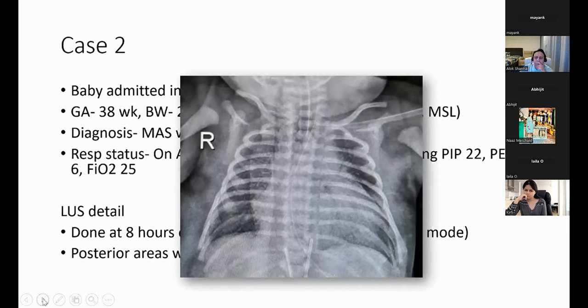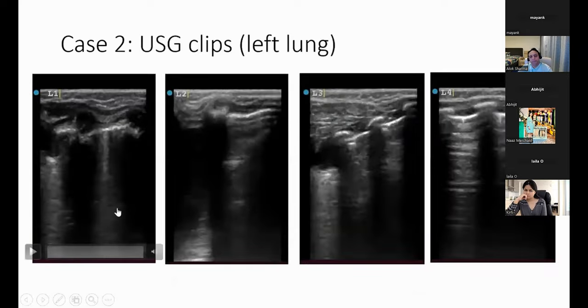So I move on to the lung ultrasound images. I had imaged 12 regions. However, L5 and L6 were practically similar to L3 and L4, so I have omitted those images and presented the four regions on the left and the four regions on the right. Mayank, what age is the baby? 8 hours of life. Thank you. So the baby was supine.